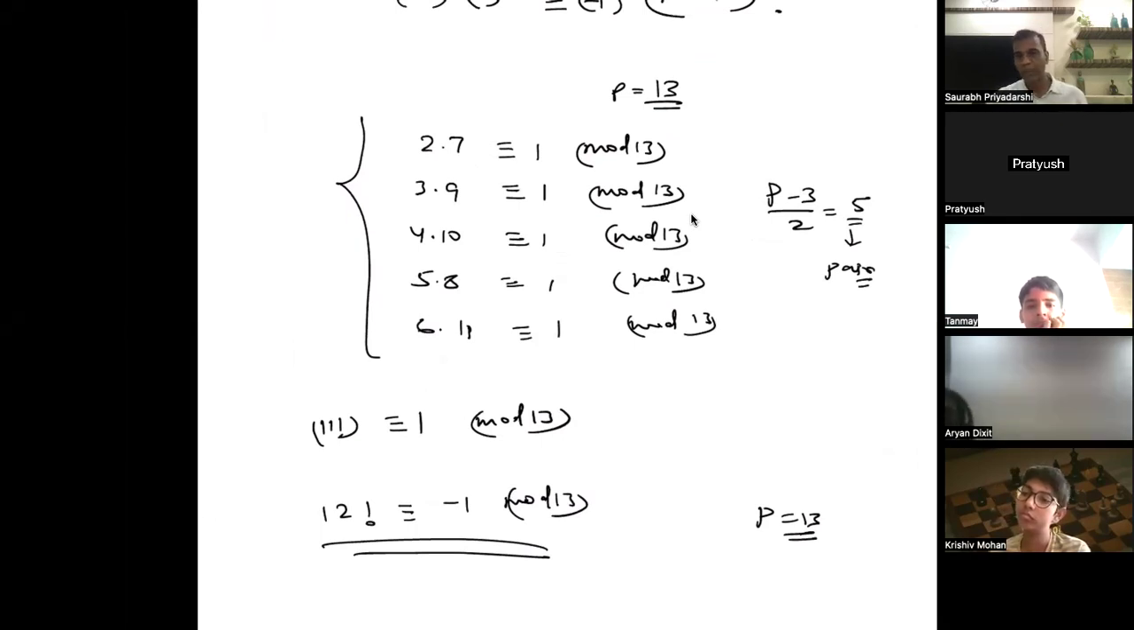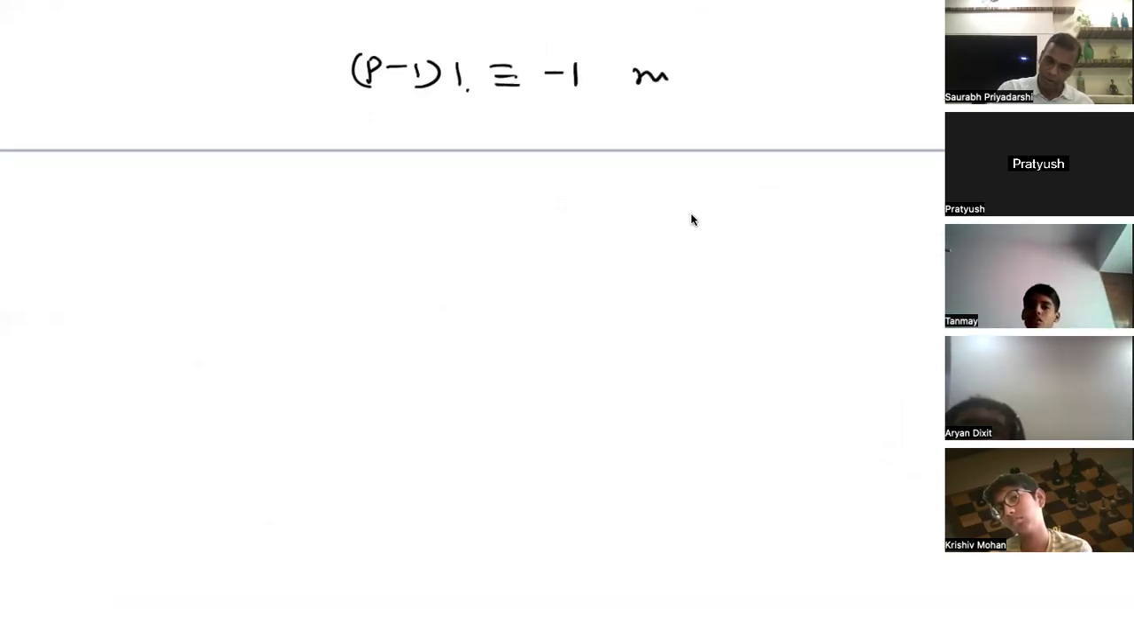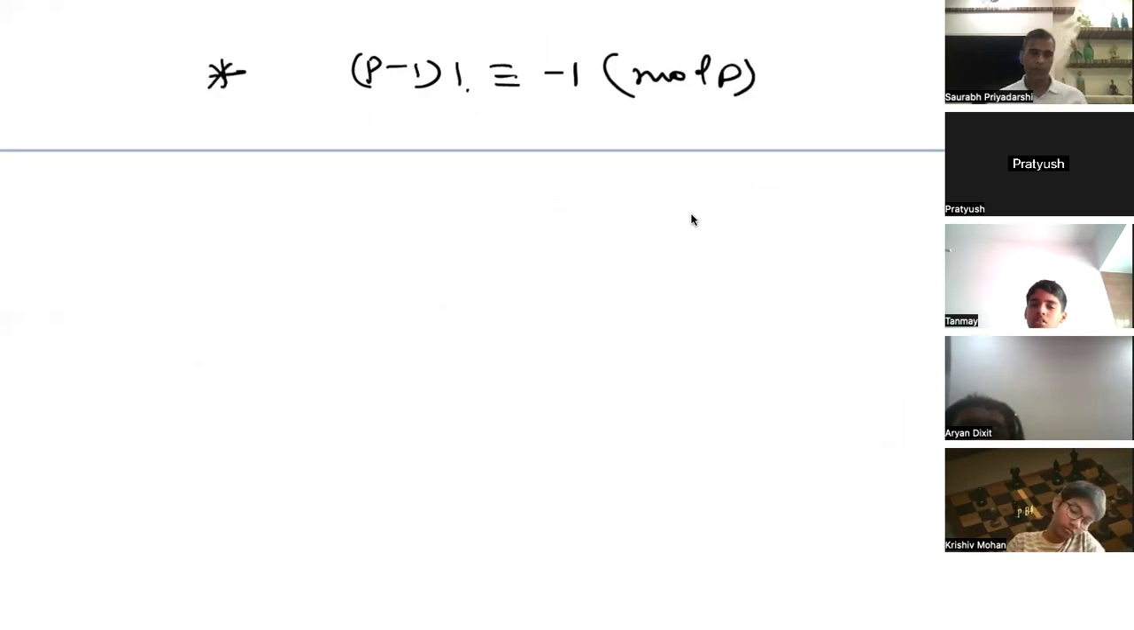So this is the formula we have to use. What is that? P minus 1 factorial is congruent to -1 mod p. Right? So how to write this as a formal proof or formula?